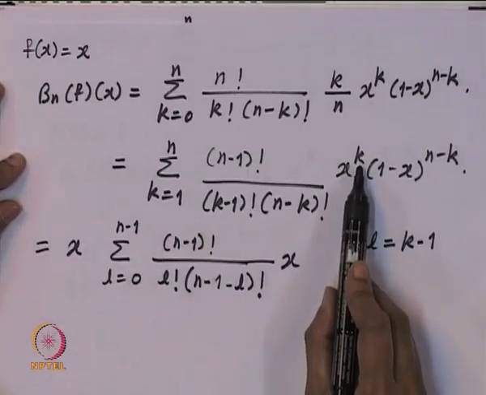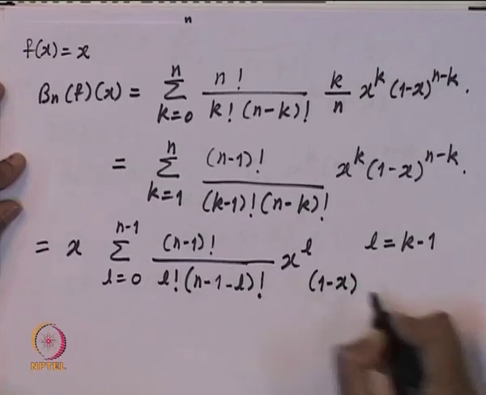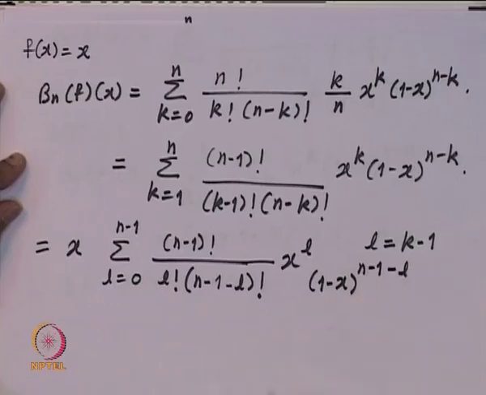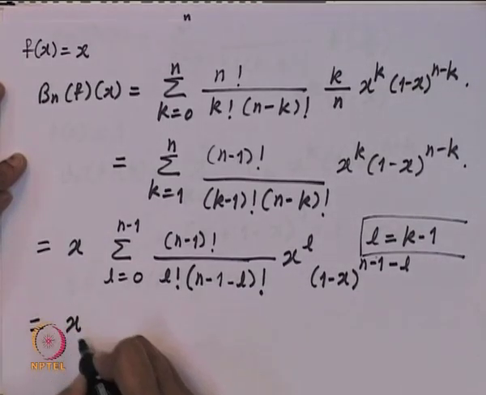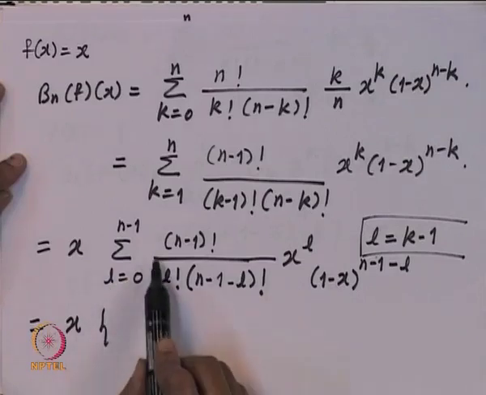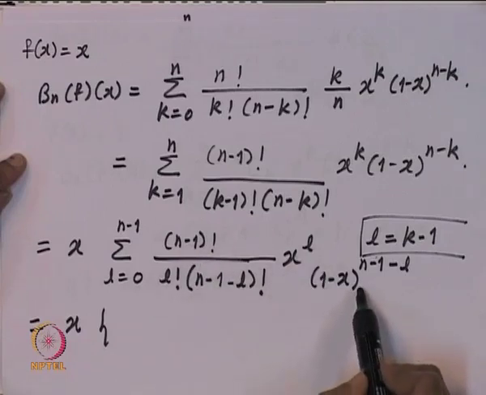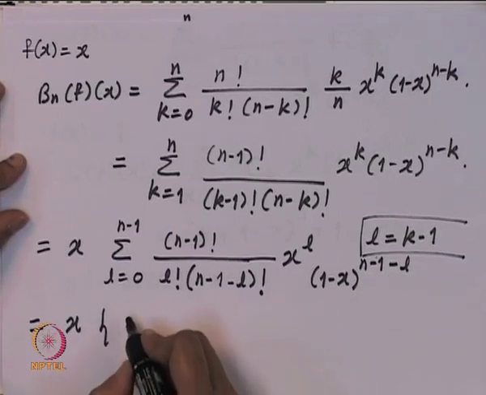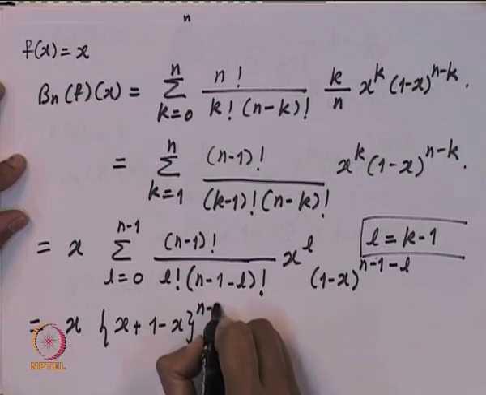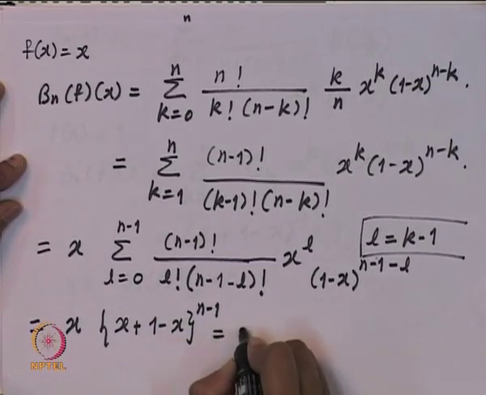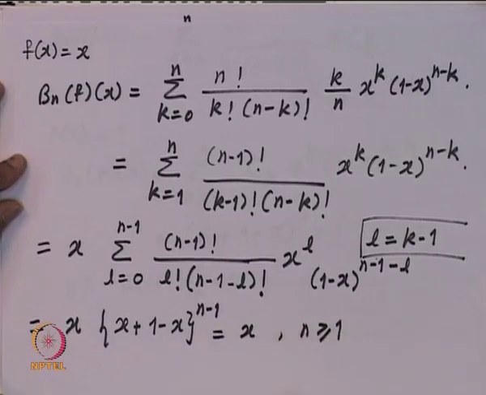So, what I am left with is x raised to k minus 1. So, that will be x raised to L, and then 1 minus x raised to n minus 1 minus L. So, this is equal to x, and now you have summation L goes from 0 to n minus 1, n minus 1 C L, x raised to L, 1 minus x raised to n minus 1 minus L. So, this is going to be x plus 1 minus x raised to n minus 1, the binomial series expansion. So, it is going to be equal to x. This will be for n bigger than or equal to 1.